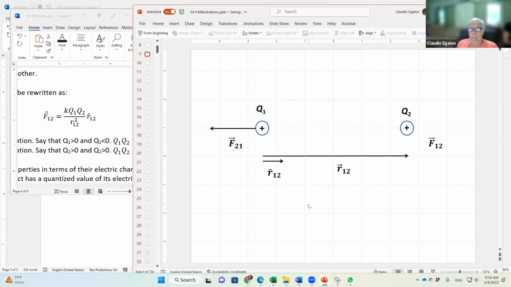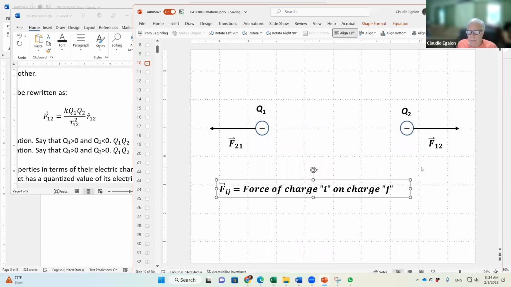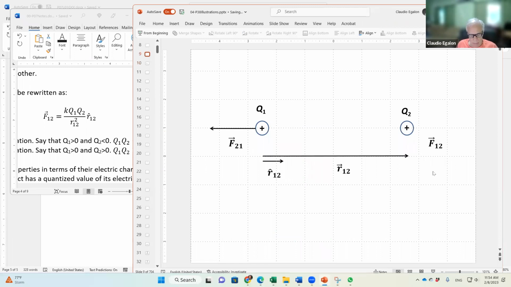Okay. Remember, the force of 1 on 2 is supposed to go to the right. Why don't I have it here? Yeah, here you go. Let me copy that. So that formula works. Okay. The force of 1 on 2 is going to be parallel to the r hat 1 2.